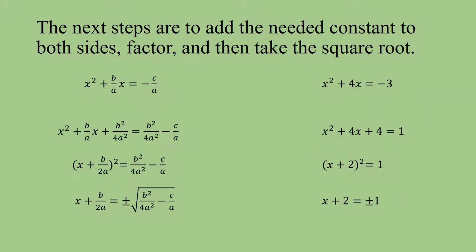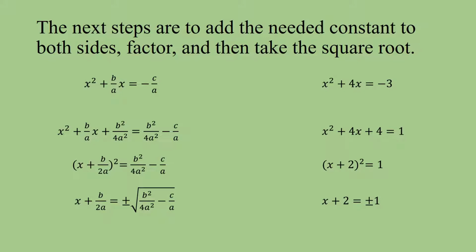Now that the constant is on the right side of the equation, we can make the left side of the equation a perfect square. To do this, we take the linear term of the equation, divide it by 2, and then square that value. So for the equation on the left, the linear term of b over a is divided by 2 to make b over 2a, and that value is squared to make b squared over 4a squared. B squared over 4a squared is added to both sides. The left side is now factorable to be x plus b over 2a, all quantity squared.